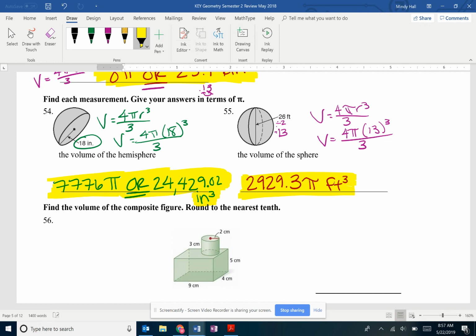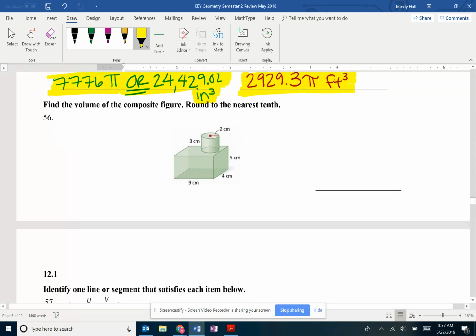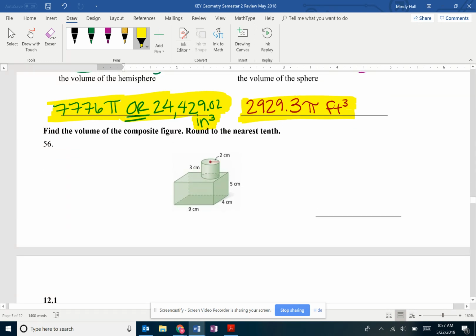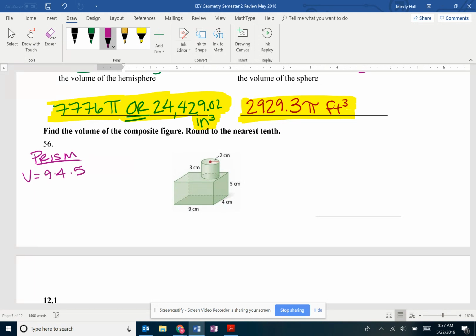All right. So then for 56, which is our last one in this unit, we have a composite figure. And so to find the volume of this, you're just going to find the volume of the prism and the volume of the cylinder and then add them together. So if we start with the prism, it would be volume length times width times height, or base area, which is 9 times 4 times 5. And 9 times 4 times 5 gives us 180.